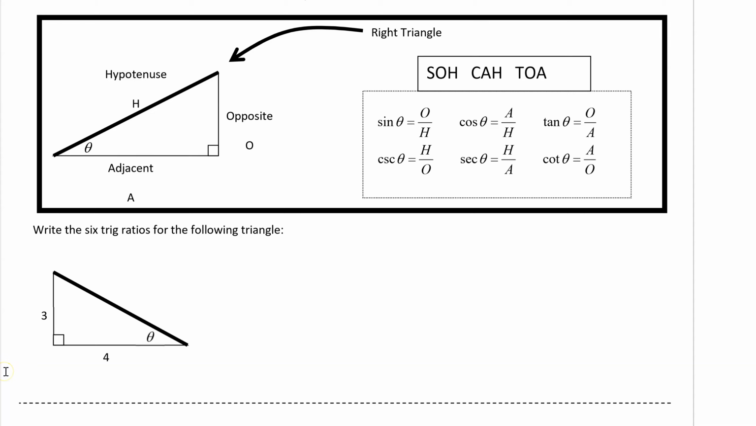So this video is a review of our 6 trigonometric functions. So we have sine, cosine, tangent, cosecant, secant, and cotangent. And O here is opposite, A is adjacent, and H is hypotenuse.